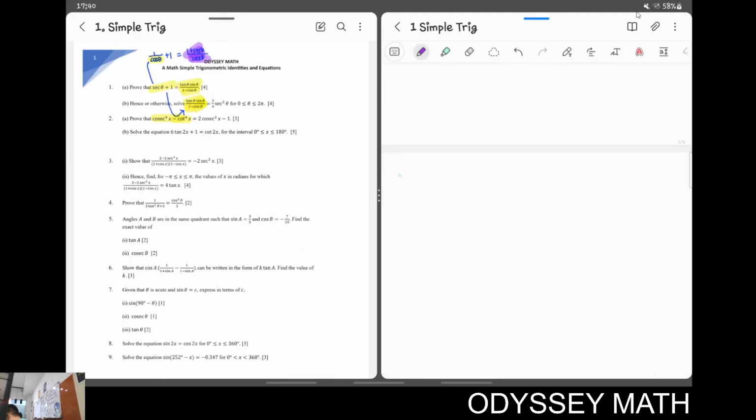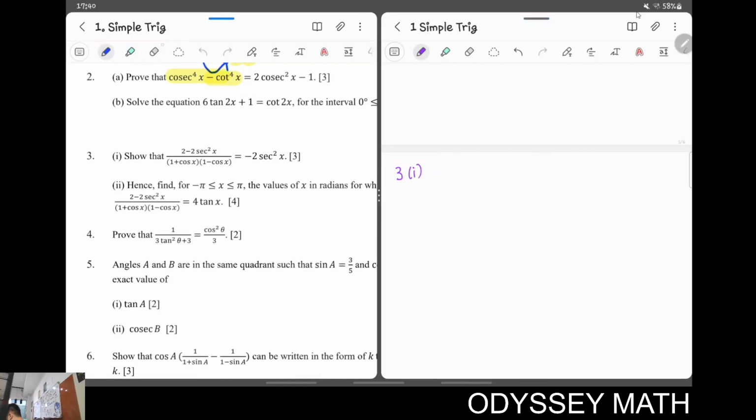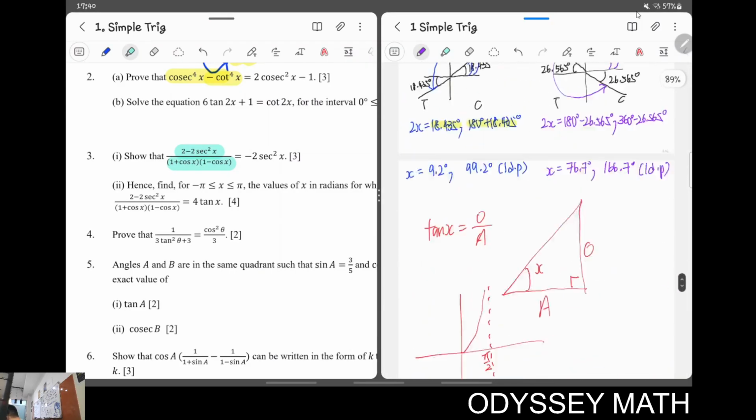Question number 3. Show that 2 minus 2 secant square x over 1 plus cosine x, 1 minus cosine x equals to minus 2 secant square x. So like I mentioned in the previous week lesson, you always start from the complicated side as much as possible. So you will say LHS. Okay, let me write in black.